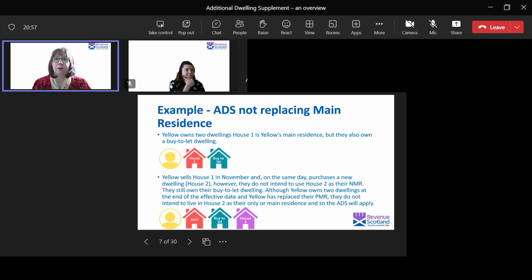Move on to the next example. ADS not replacing a main residence. Yellow owns two dwellings. House one is Yellow's main residence, but they also own a buy-to-let dwelling. Yellow sells house one in November and on the same day purchases a new dwelling, house two. However, they do not intend to use house two as their new main residence. They still own their buy-to-let dwelling. Although Yellow owns two dwellings at the end of the effective date and Yellow has replaced their previous main residence, they do not intend to live in house two as their own later main residence, and so the ADS will apply. In this example, house two is not a replacement for the previous main residence, therefore the ADS is due. And this is covered in Schedule 2A under 22C.